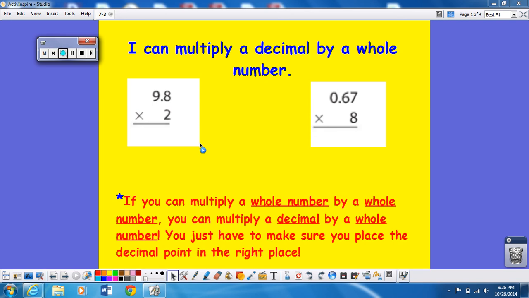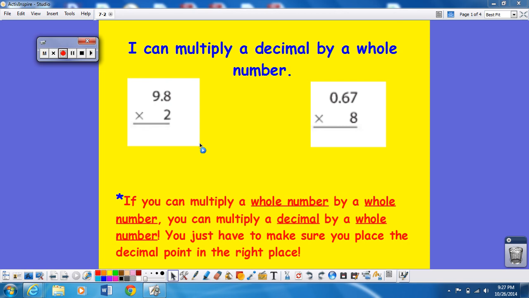Good afternoon. Today's lesson we are going to learn how to multiply a decimal by a whole number. So if you think back to what we did in yesterday's lesson in class, we learned how to multiply decimals by 10, 100, and 1,000. And when we do that, we simply move the decimal point.